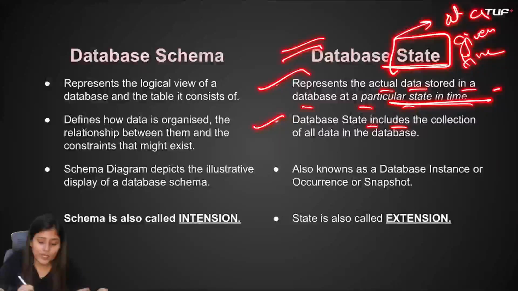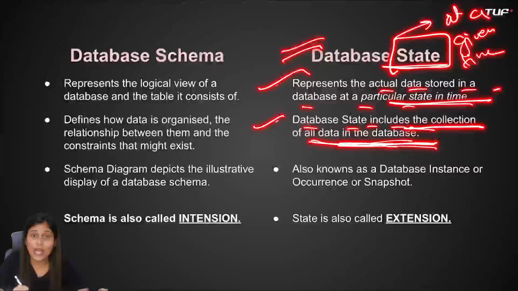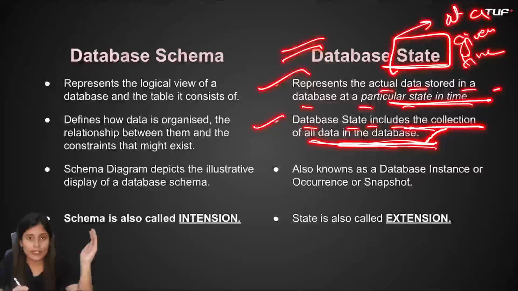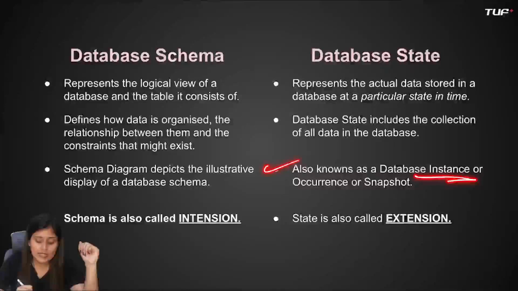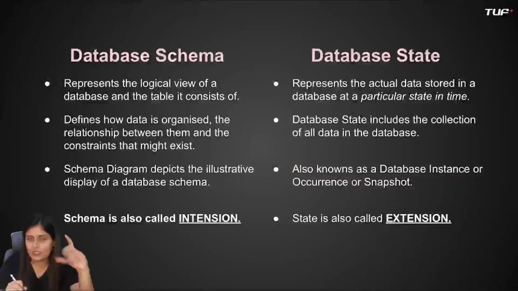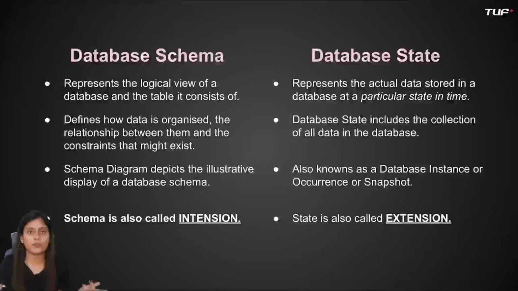Database state includes a collection of all data in the database. In the form of a relational database, it shows the row and column values, all the values at a particular time. That is why it's called database state. It is also known as database instance, occurrence or snapshot, because a snapshot is whatever data is present when you take the screenshot, right? For that time you have all the records or values present in the RDBMS. You can see that, right? And that is why it is also called database extension.